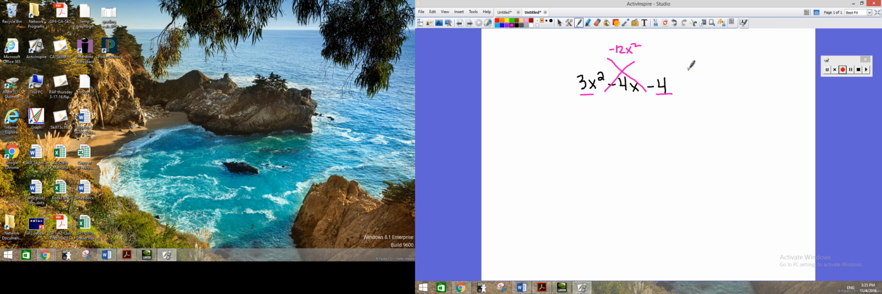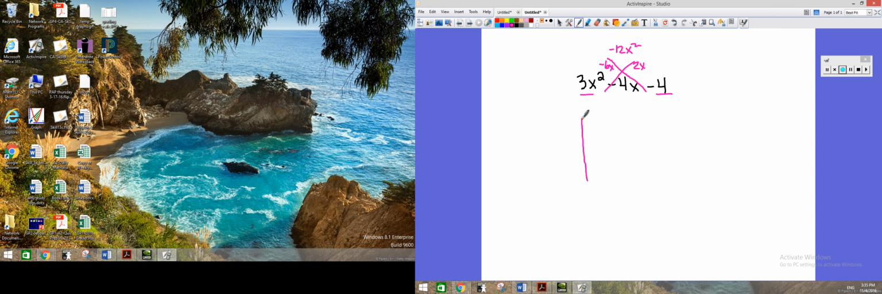And then there's a trial and error. You're looking for two numbers when multiplied together give you this negative 12x squared, but when added together give you negative 4x. Well, negative 6x and 2x do the trick. If you multiply these together, you get negative 12x squared, and if you add these together, you get negative 4x. Well, so you say, so what?